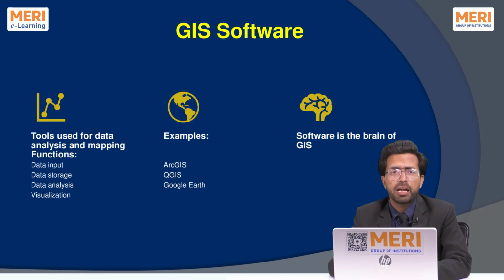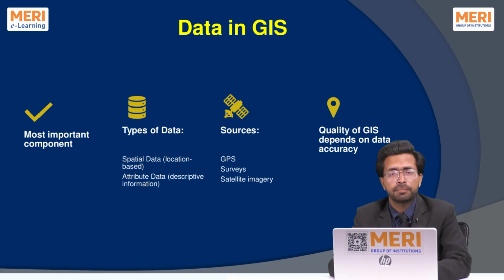Now we come to the most important component of GIS, which is data. Data is the foundation of any GIS system. Without data, there is nothing to analyze or visualize. GIS data is divided into two main types, spatial data and attribute data. Spatial data represents the location of geographic features, usually in the form of coordinates. For example, it includes roads, rivers, buildings, and land boundaries. Attribute data provides additional information about these features. For example, for a road, attribute data may include its name, its width, and traffic volume. Together, spatial and attribute data provide a complete description of the geographic feature.